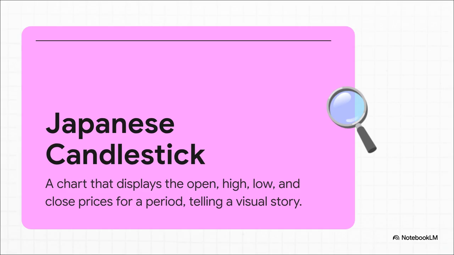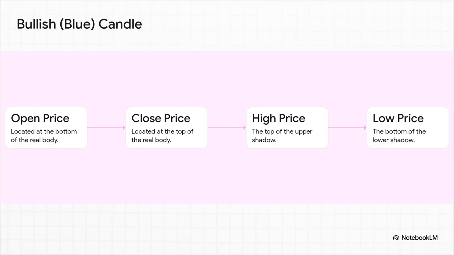Every single candle is like a mini snapshot, a little story of the battle between the buyers, who we call the bulls, and the sellers, who we call the bears. Let's break down a bullish or green candle. See that thick part? That's called the real body. For a bullish candle, the price opened at the bottom of the body and closed at the top. It's a clear signal that the buyers won that session. And those thin lines sticking out, the shadows or wicks, they show us the absolute highest and lowest prices the stock hit during that period.